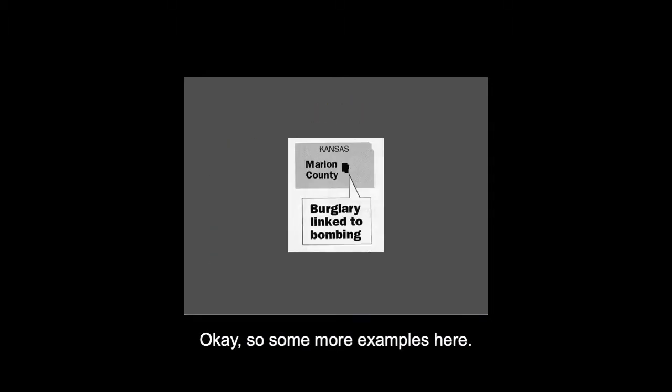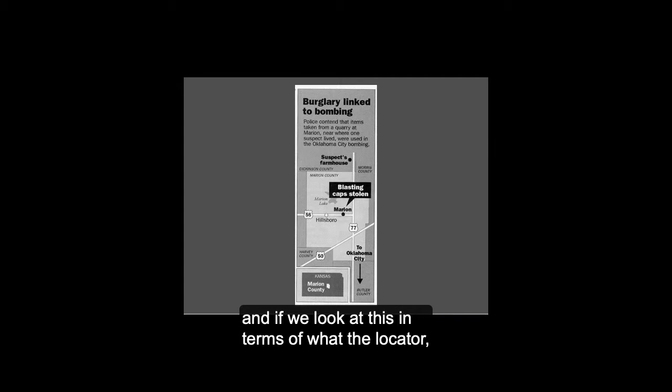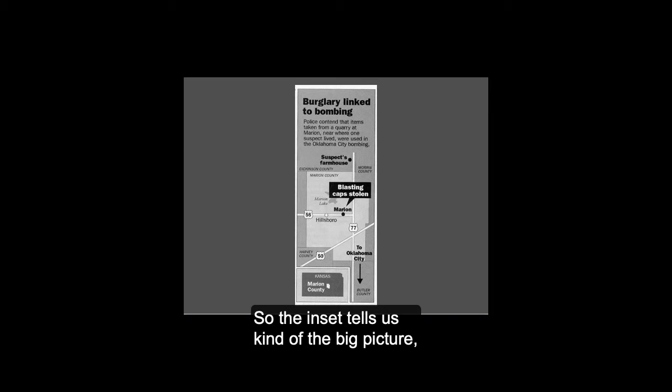Okay, so some more examples here. Very simple. This would be an inset, and if we look at this in terms of with the locator, we know exactly where this county happens to be in Kansas. So the inset tells us kind of the big picture, where the locator tells us exactly where that occurred.